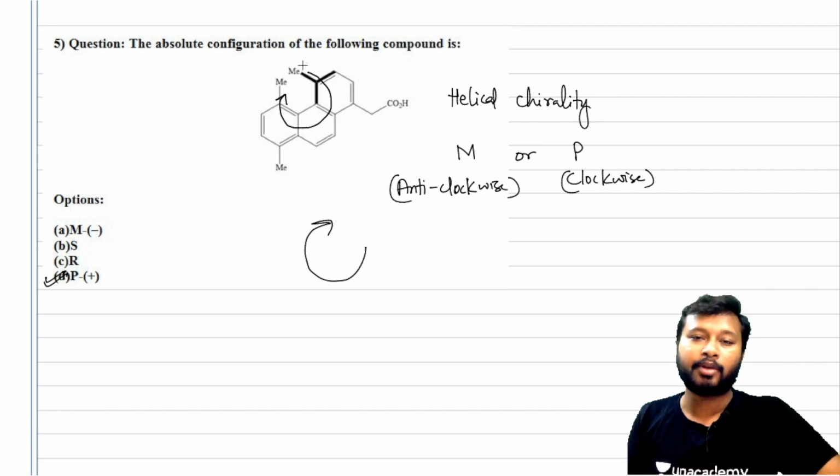You have to start from the group which is above the plane, or shaded dark, and from there go to the group which is shaded light. If it is going clockwise, then P. If it is going anti-clockwise, then M. Alright, now let's take the next question.